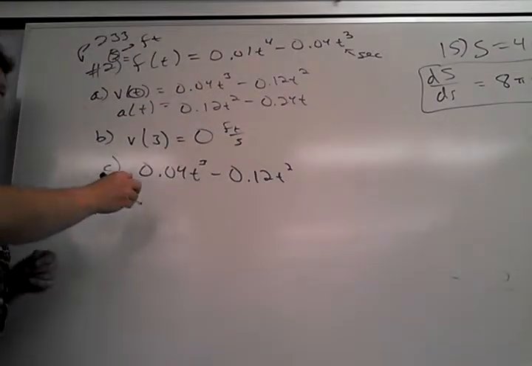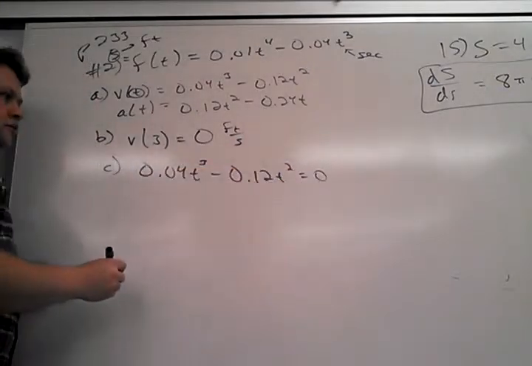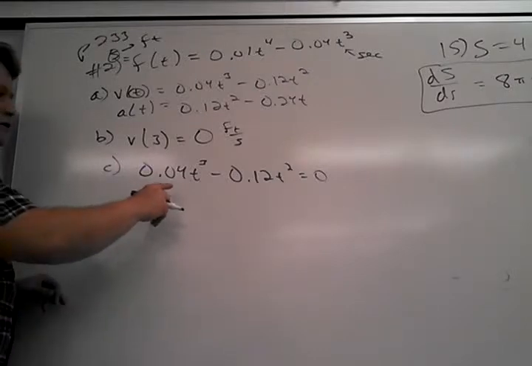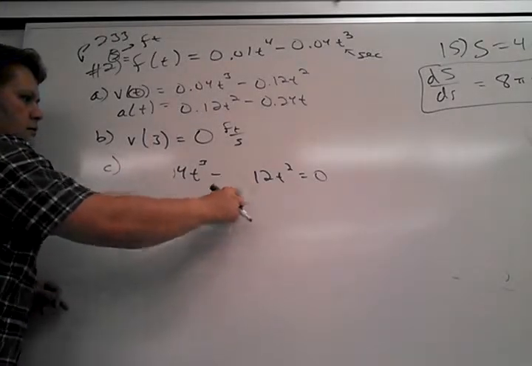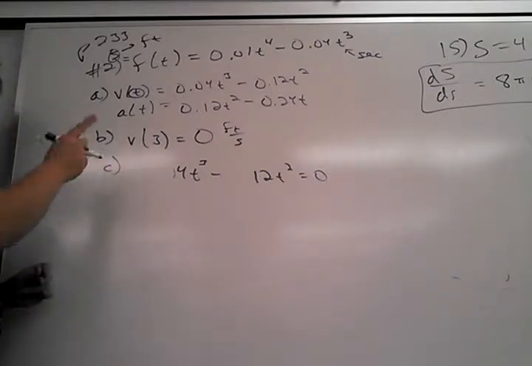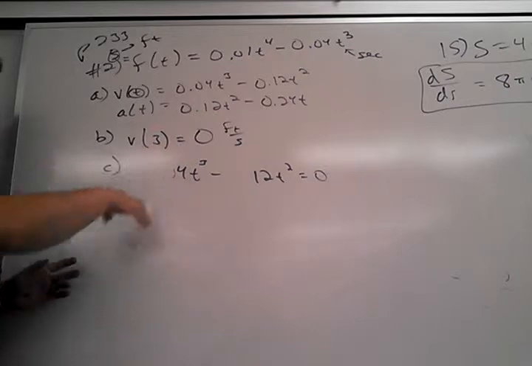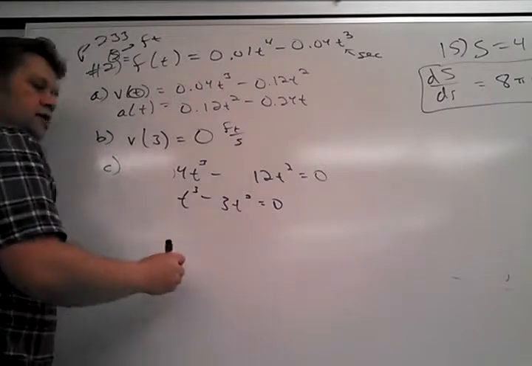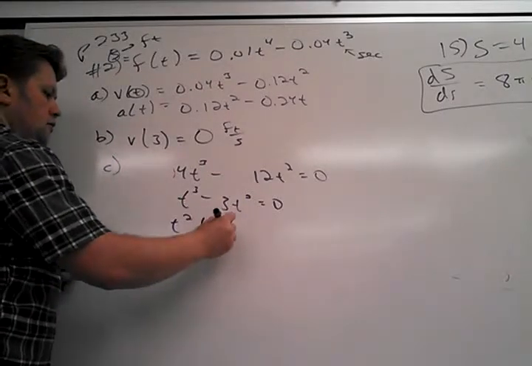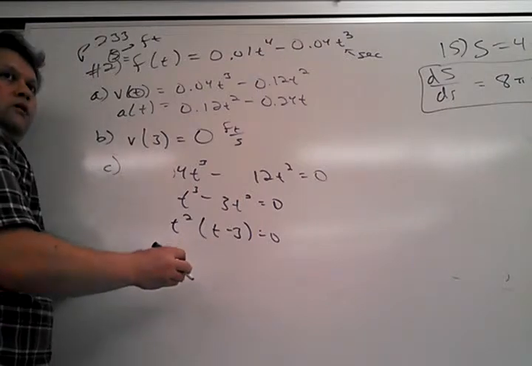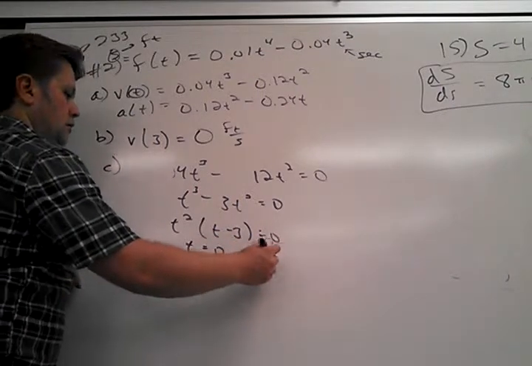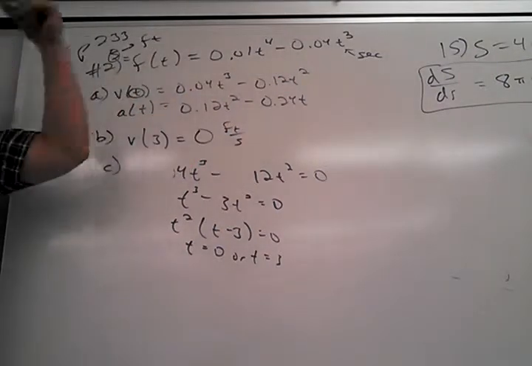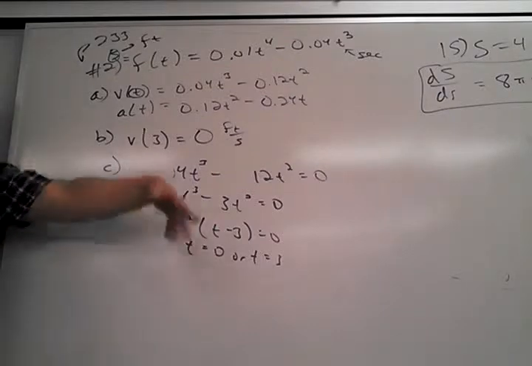So what do I do with this? T squared, 0.04. Do you realize I could just multiply by 100? Yeah. So if I multiply both sides by 100, then divide by 4, I get t cubed minus 3t squared, and then t squared, t minus 3. And then I get the two answers we already knew: t is 0 or 3. So we already knew the 3 answer, and we already knew the 0 answer, because they both make it 0. We just didn't realize that there were no other answers until now.